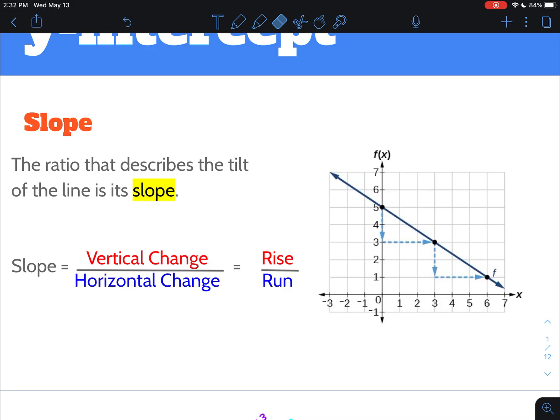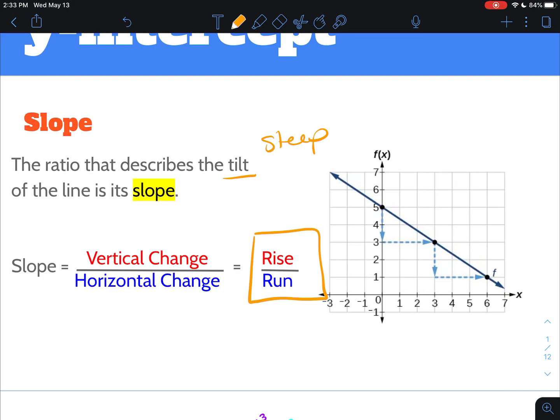So slope is actually a ratio that describes the tilt, or I like to use the word how steep a line is. So the biggest thing that you need to remember about slope is rise over run. The second I hear the word slope, rise over run just screams in my brain because teachers drilled that into me. So what that means is you want to compare the steepness of the line going up or down compared to it going left or right.